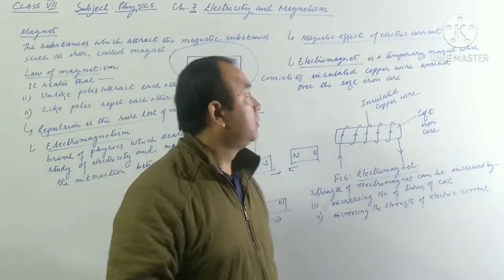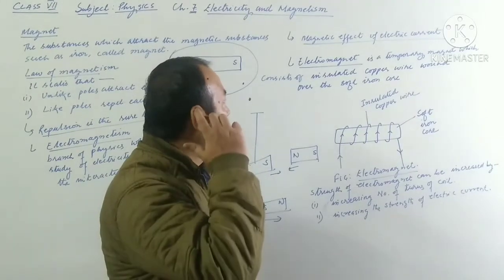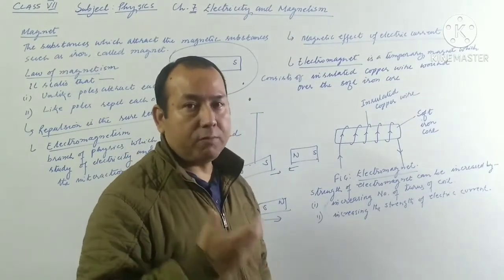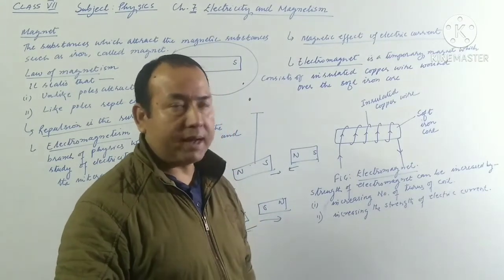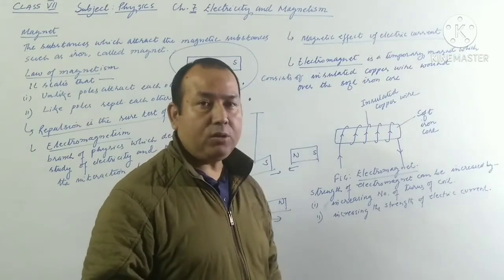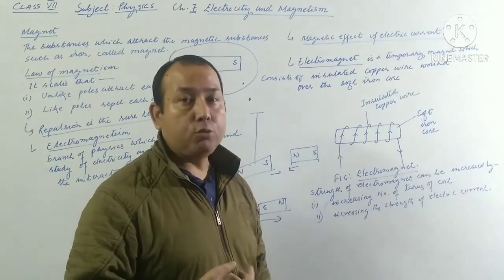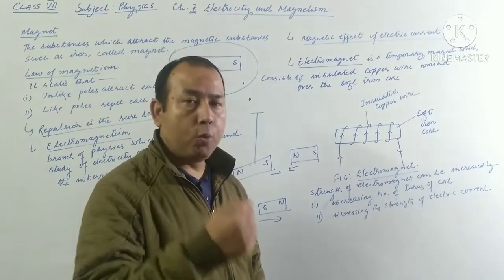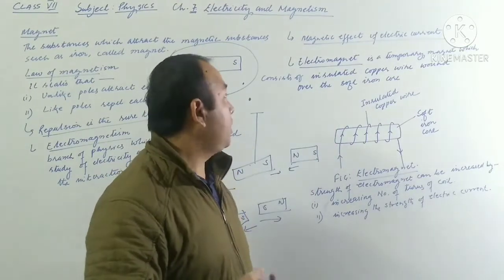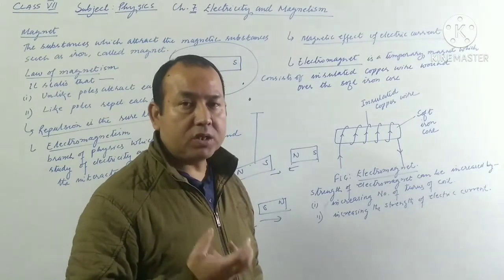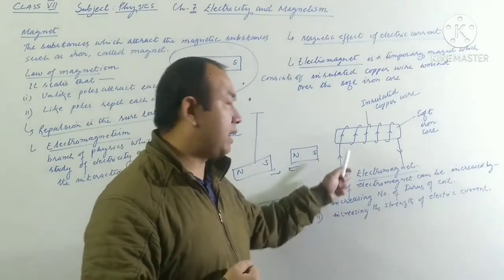Now we need to discuss electromagnets, because electromagnets mainly work on the principle of the magnetic effect of electric current. First let us try to understand what is meant by an electromagnet. An electromagnet is a temporary magnet which is usually made up of insulated copper wire wound over a soft iron core. This is how we can define it. I have drawn the diagram also.